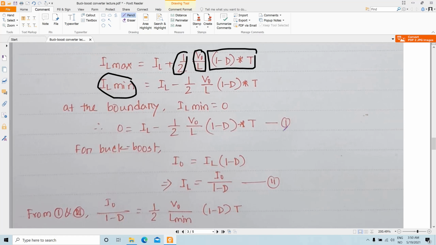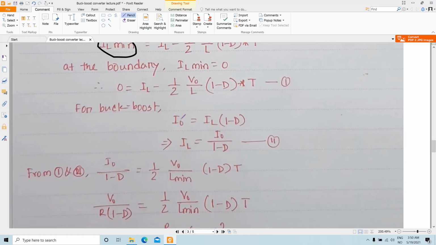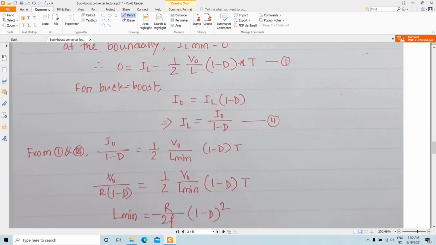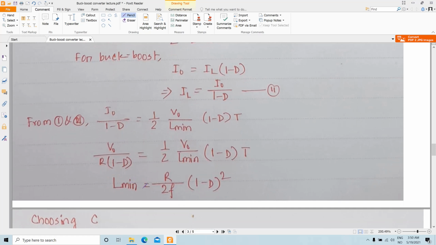So you have one equation, and for the buck boost converter, we know that our average output current I out is IL multiplied by 1 minus D. So you have your IL coming from here, so you can replace this IL in this part. So you have I out divided by 1 minus D is equal to half of this, and replace I out with V out divided by R, and from there you get the equation for your L min, which is the minimum inductor value for continuous conduction.